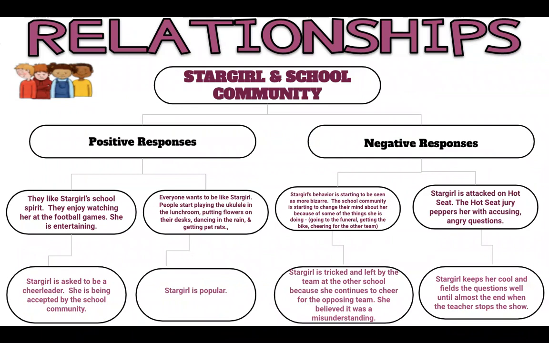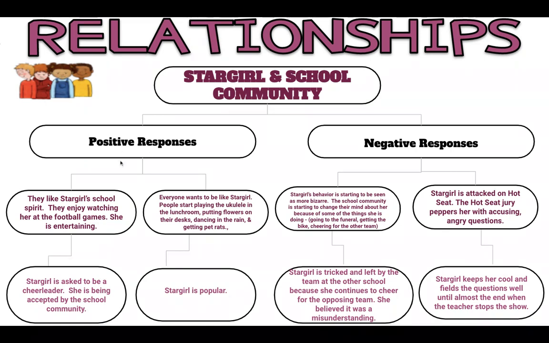And then there's the relationship slides. So there's two of those too. So make sure you fill in who the relationship is between on each of those. So mine was Stargirl in the school community on this one, right? And then my other one was Stargirl and Leo. So there's two different relationships, right?